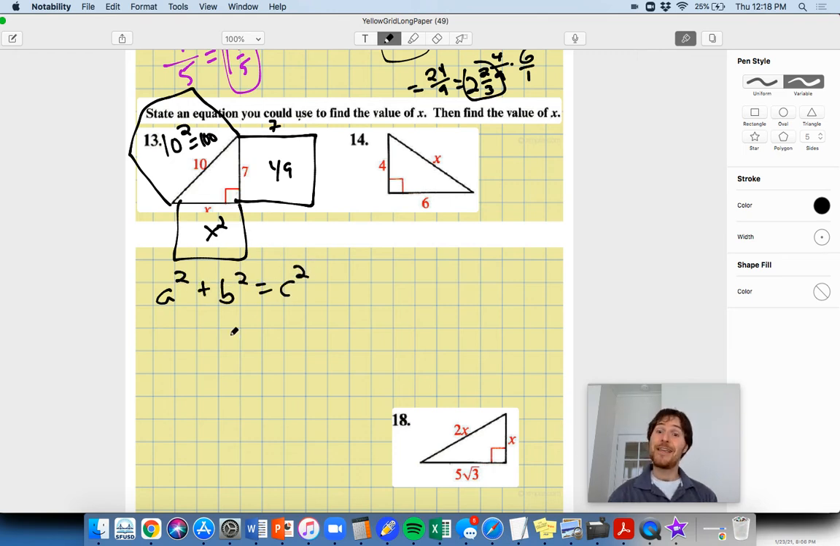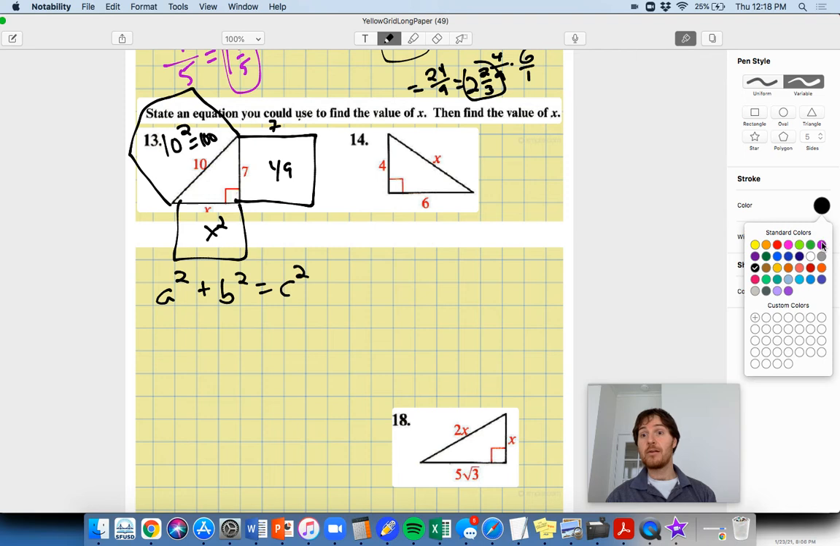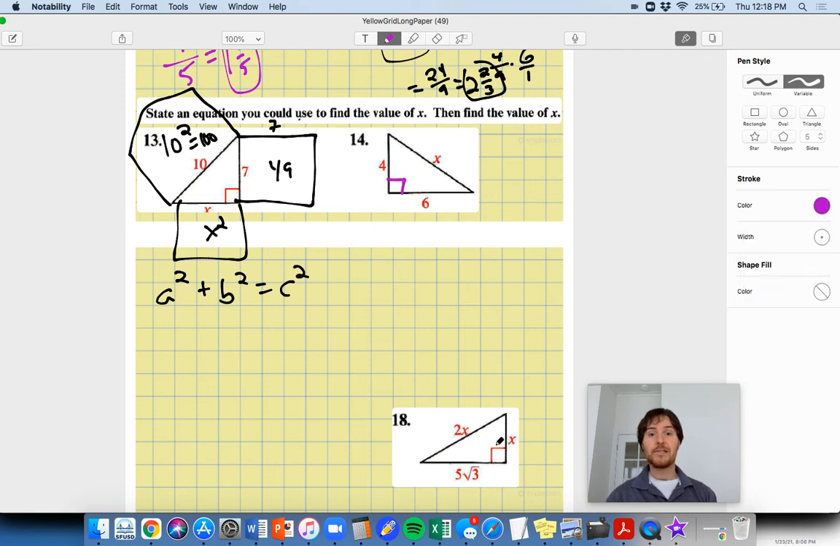Why, again, are we allowed to use a squared plus b squared equals c squared in this particular diagram? Well, what kind of triangles are these? These are all right triangles, okay? Your triangles need to be right triangles to be eligible to use the Pythagorean theorem.